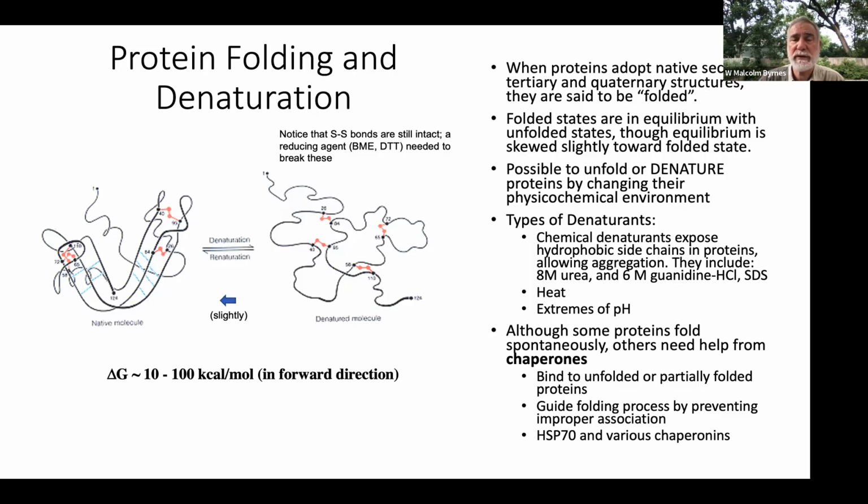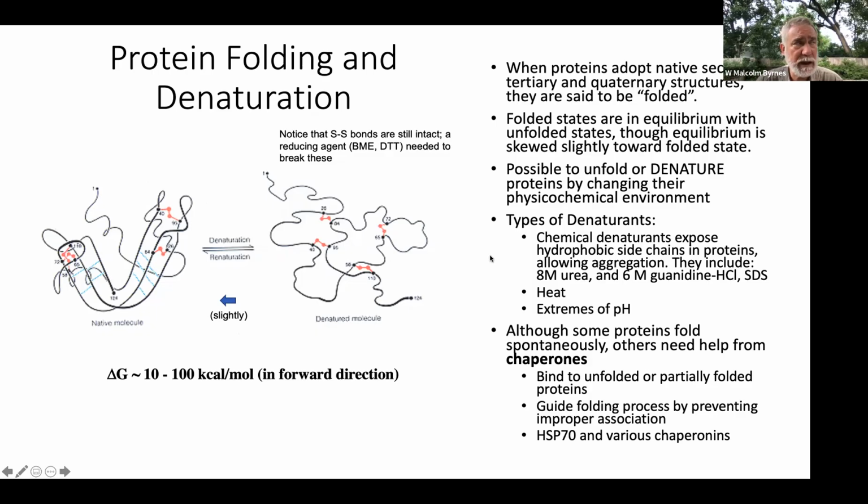The folded state of a protein is in equilibrium with its unfolded state, although the equilibrium is skewed slightly toward the folded state, and that's generally true, and that's shown here for ribonuclease, where actually the equilibrium lies slightly to the left toward the folded state, and the delta G for unfolding is a small positive value, indicating that actually unfolding is slightly disfavored, whereas folding, or the existence of the folded state, is slightly favored. The different kinds of denaturants.